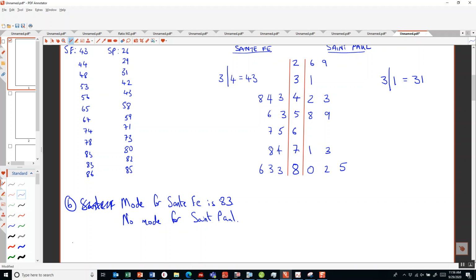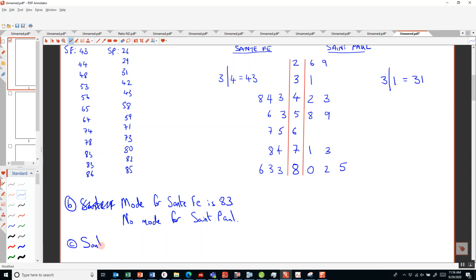Okay, and then for the last part, we have to compare each city. So how could we compare Santa Fe and St. Paul? A lot of 80s. Yeah, there's a lot of 80s. And a lot of 40s. Yep. Which city do you think has got a higher average temperature? Which one's going to be higher, Ryan? Santa Fe. Yeah, Santa Fe.